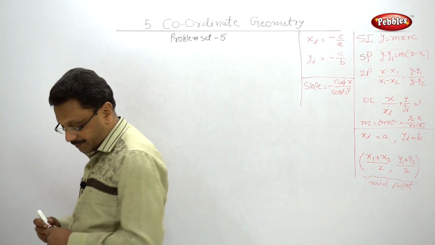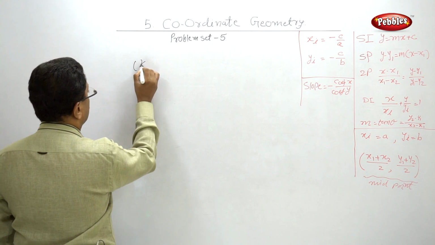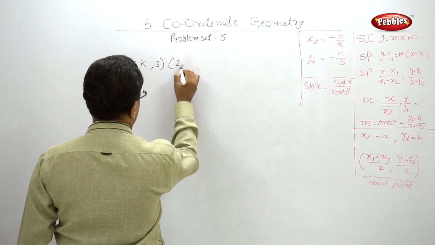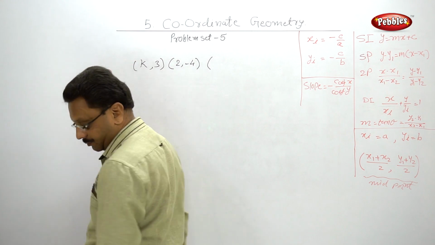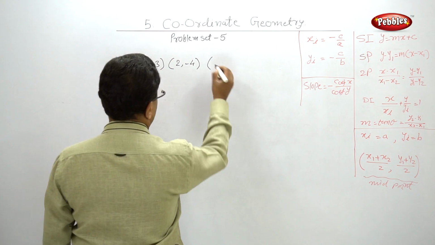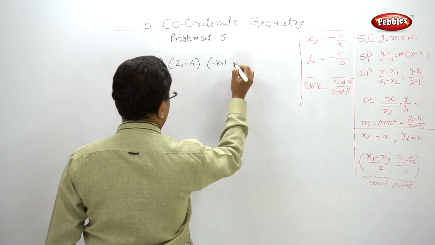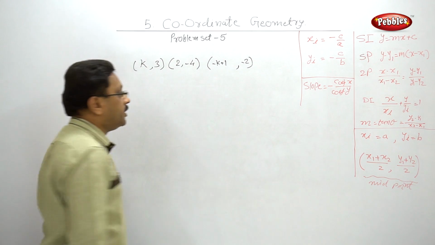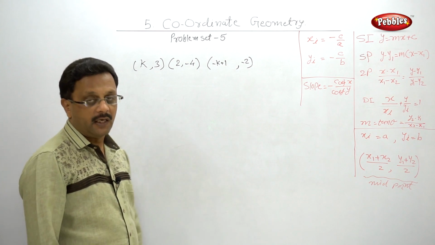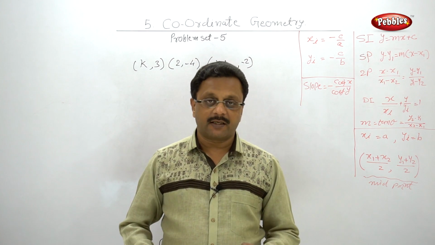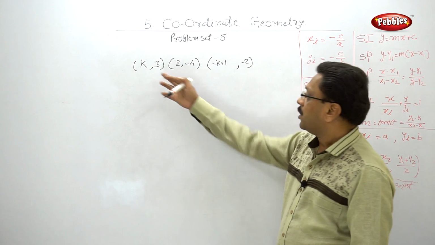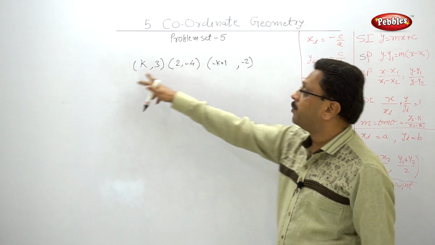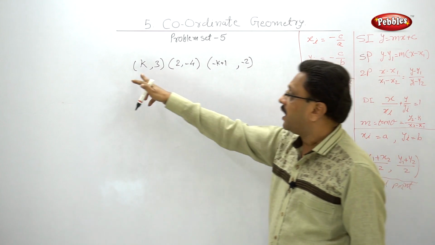Now here the points are k, 3, 2, minus 4 and minus k plus 1, minus 2, and they are collinear, and we have to find out the value of k. Extremely simple example. This is the same as your previous example, only in this case k is at 2 places. Here it is minus k plus 1 and here it is k.